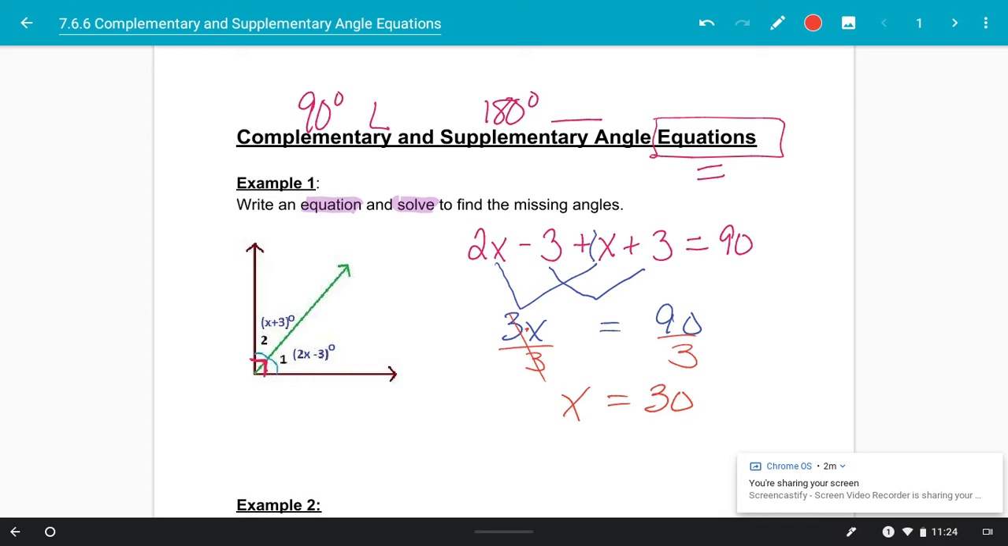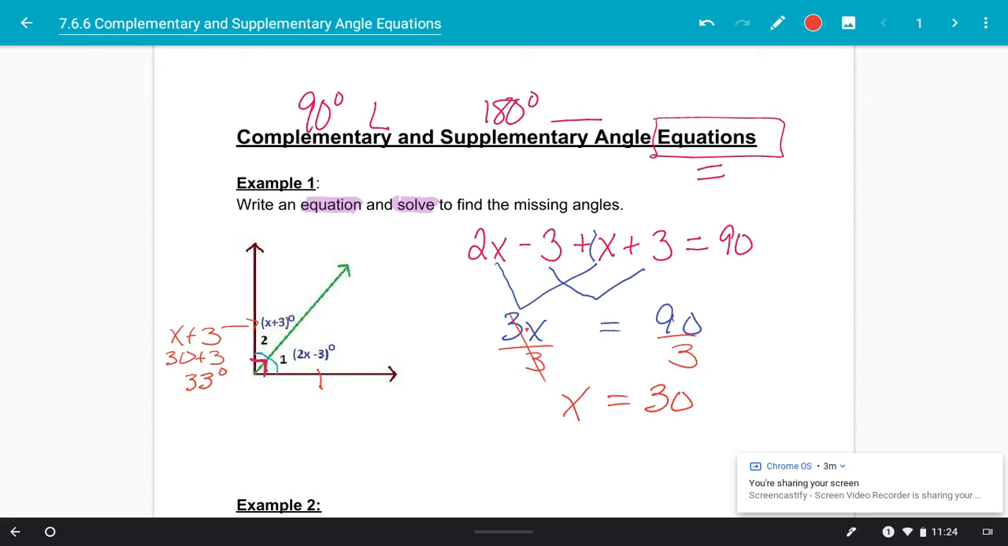What this is saying is that the value of x in x plus 3 or in 2x minus 3 is 30. So to find the actual degree measure, I now have to take this and substitute it back into my original expressions. So this angle here, instead of writing x plus 3, I'm going to write it as 30 plus 3. And so I get 33 degrees.